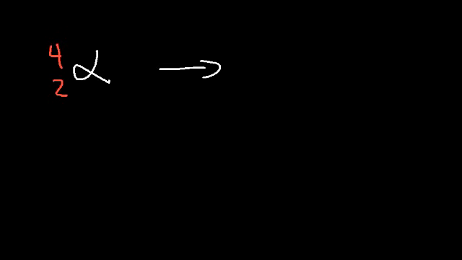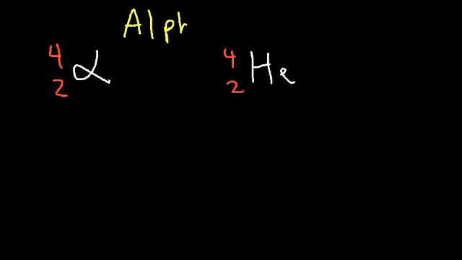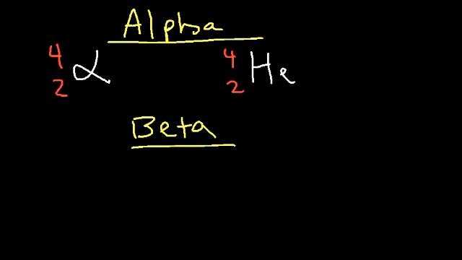The alpha particle is basically the same or equivalent to the nucleus of a helium atom, so it can be written this way as well. That's an alpha particle. The next one that you need to be familiar with is the beta particle, which can be written like this. It has a mass of 0 and a charge of -1. The beta particle is essentially the same as an electron.